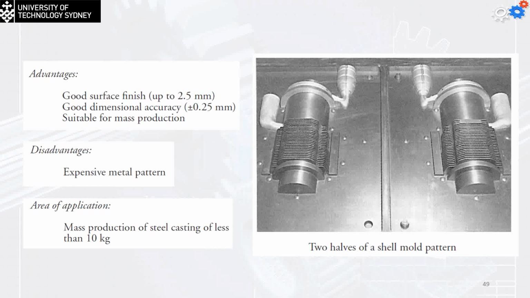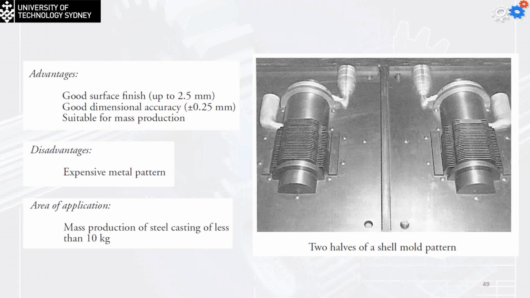The area of application in massive production of the steel casting were for the metal less than 10 kilograms in weight. The lost foam is also an adaptable method we can use. Now this one is very simple.